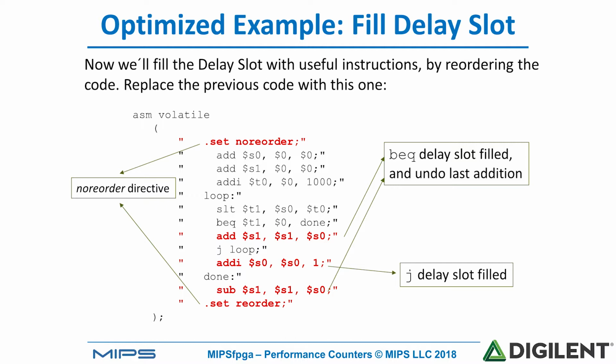So the first thing we do is set no reorder so that the compiler won't reorder our code. And we put the loop variable increment right after the jump. So jump loop, and we put that increment of I right after that. And then we add the value after the branch. So the body of the loop we put right after the branch instruction. We have to undo that last addition, so we add a subtract instruction after the done label as well. So let's go ahead and take a look at how this code performs on the MIPSfpga system.